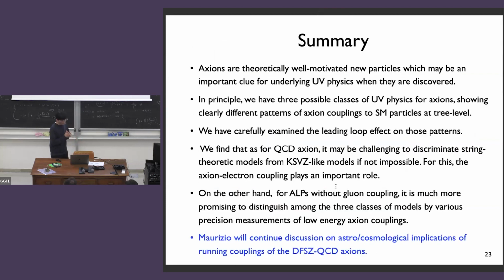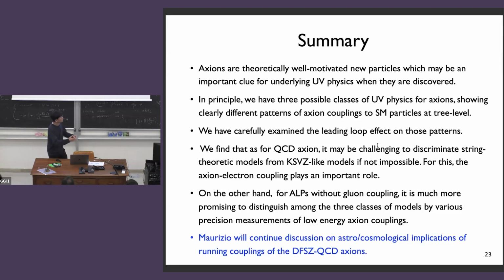So in summary, axions are theoretically very motivated new particles, which may give us an important clue for the underlying UV physics when they are discovered. In principle, we have three possible classes of UV physics, showing clearly different patterns of axion couplings to SM particles at tree level. But the renormalization of axion couplings should be carefully taken into account. After that, we find that for a QCD axion, it may be challenging to discriminate the string theory models from the KSVZ-like models, if not impossible.